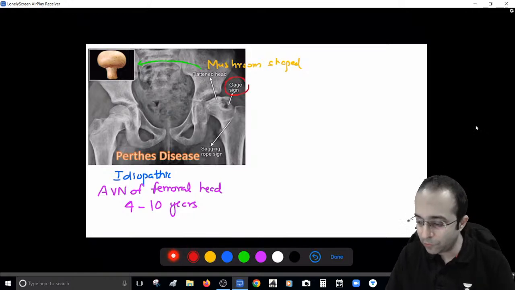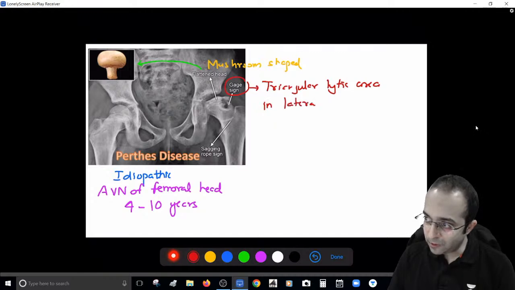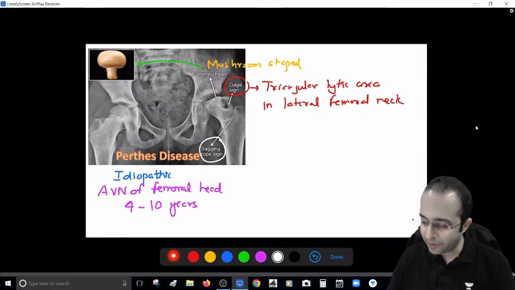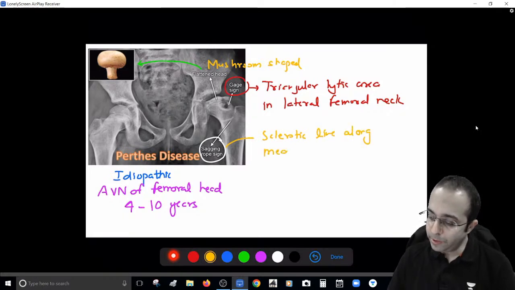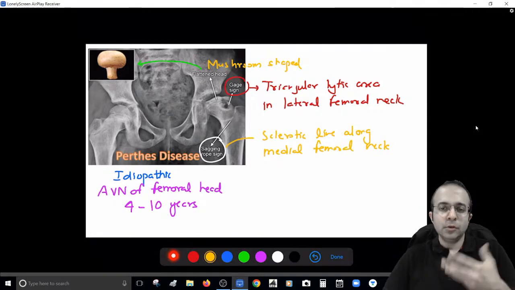Otherwise, this gauge sign is also a very popular thing. So what you have over here is a triangular lytic, blackish area in the lateral femoral neck. So this is also a very useful sign. And then another is the sagging rope sign. So here you tend to find a sclerotic, sclerotic means whitish line, along the medial femoral neck. So these are some of the X-ray signs of Perthes disease that you should be able to identify. Okay, so do have a look at them.